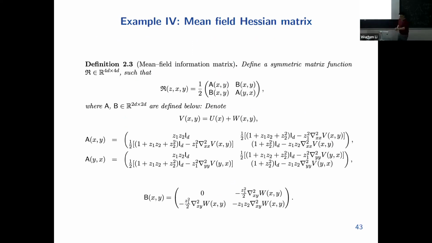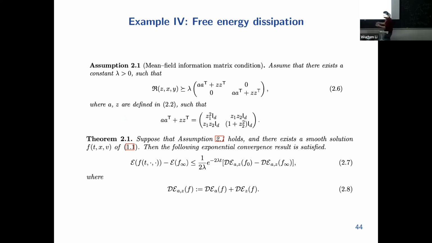Just how many more minutes? One minute. Okay. This is the matrix. It is very similar, so don't worry, everything is the same. The only thing different is that you have W, the interaction kernel. That's why I have a lot of x, y dependence. Once you have it, you have the exponential decay for nonlinear energies, quadratic energies.